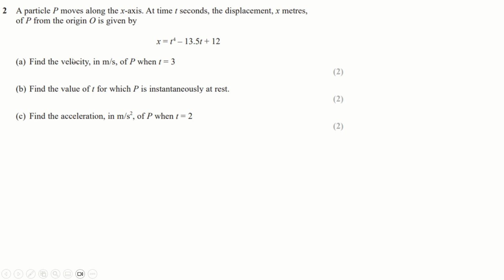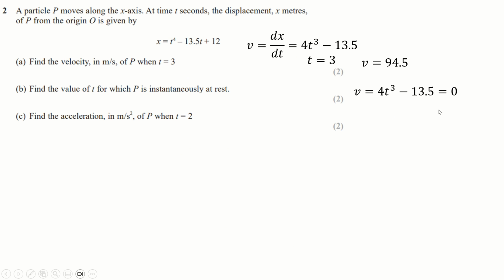Question 2, though, velocity is dx by dt. It's the derivative of the displacement. So let's do dx by dt. We get this. When t is 3, you just put t as 3 in there and you calculate it. When it's at rest means v is 0. So we're just going to make this, which is this, equal to 0. We're going to solve that by adding 13.5 divided by 4 and cube rooting. We get t is 1.5.